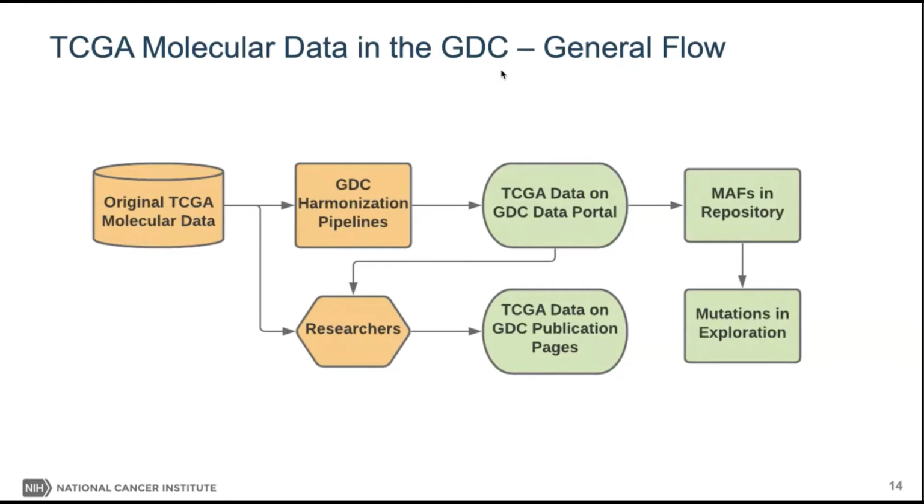Certain types of data were processed into MAF files, and those files are where the mutations are found in the exploration portal. So that's mostly whole exome sequencing right now. There's another pipeline that is more or less based on the researchers, and that's data that goes into the GDC publication pages. I'm going to go into most of these aspects a bit more, but I'm just introducing the flow now.